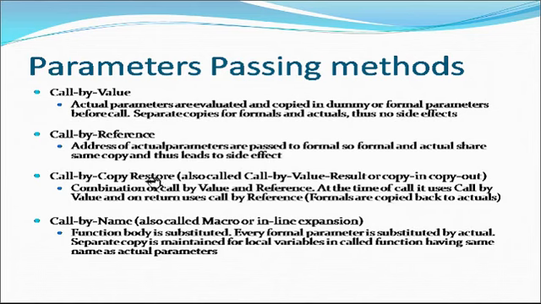Call by copy restore, which is also called call by value or result, or copy in or copy out. This is a combination of the first two methods, call by value and call by reference. At the time of function call, it uses call by value method, and on the return it uses call by reference method, where the formals are copied back to the actuals.